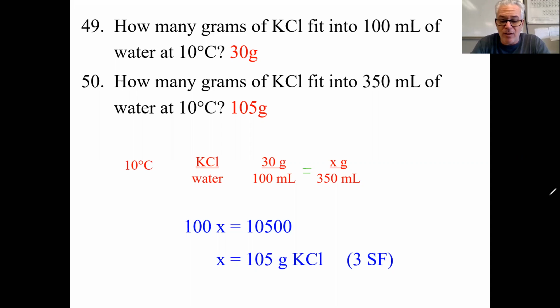Make sure you know how to do this stuff, all right? 30 times 350 equals, can you see this? I don't know how to make this look better. That's the right answer. 10,500. So 105 grams of KCl fits into this bigger solution.